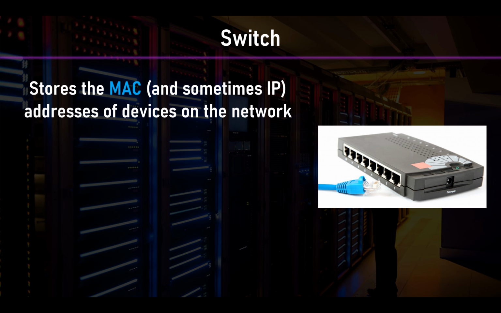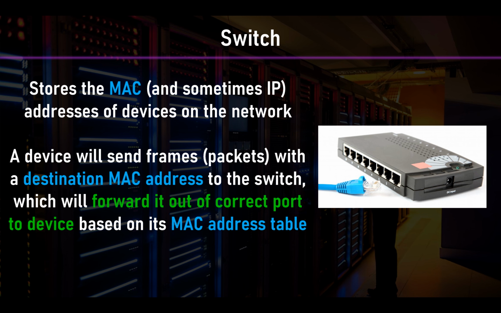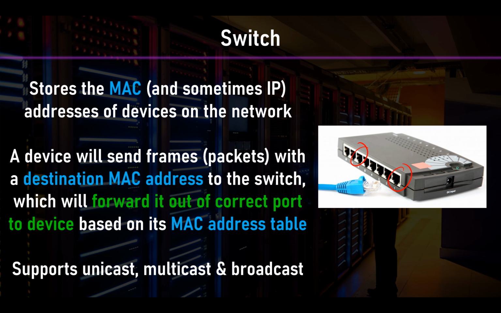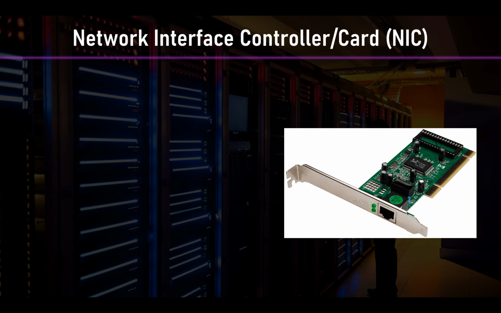A switch is going to store the MAC address, sometimes also the IP address, of devices on the network. A device will send frames or packets with a destination MAC address to the switch. The switch will then look at its MAC address table and send it out of the correct port. So if this MAC address is on port 1, for example here, then it's going to send out of that port. If someone is sending to a different MAC address, on this port, then of course it's going to send out of that port. Hopefully that makes sense. It's just mapping the MAC addresses to the port numbers. Again, it supports unicast, multicast and broadcast.